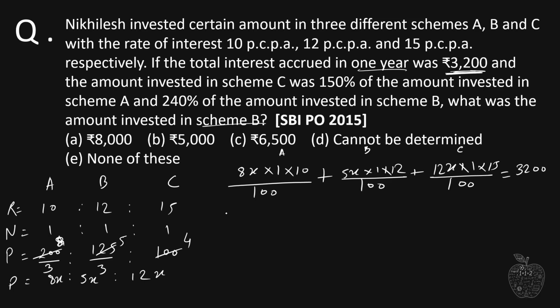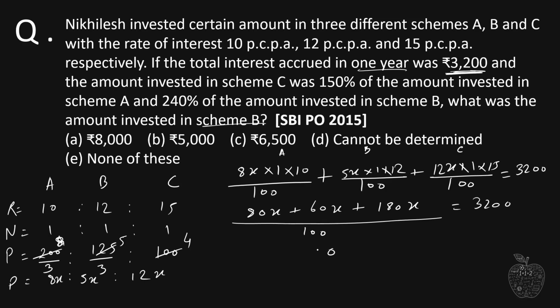And the total is 3,200. Okay, now let's take the LCM as 100. So this is 80x plus 60x plus 12 into 15, we get 180x, and the total becomes 320x divided by 100 equals 3,200. So the zeros get cancelled and we are left with 32 into 100, and this 10 goes here, so we get x as 1000.